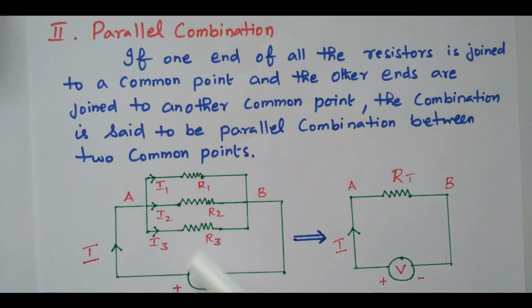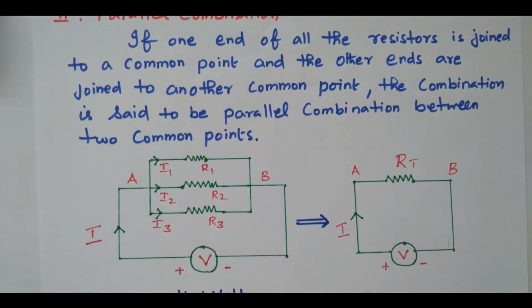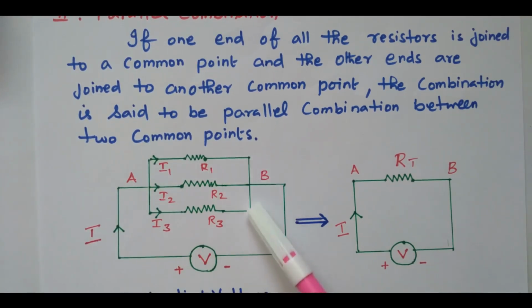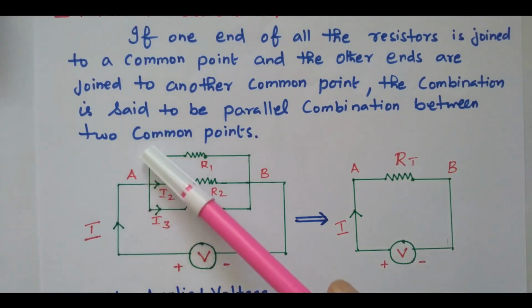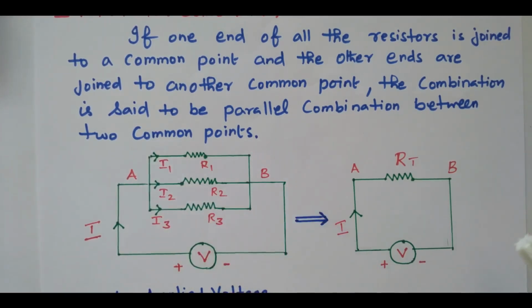Now I will refer to this diagram so that it is easier. See that there are three resistors available, R1, R2, R3. One end of all the resistors is connected together. This is common point A. Another end is also connected together. This is point B. In series, resistors are connected end to end, but in a parallel combination, one ends are connected together and the other ends are connected together.